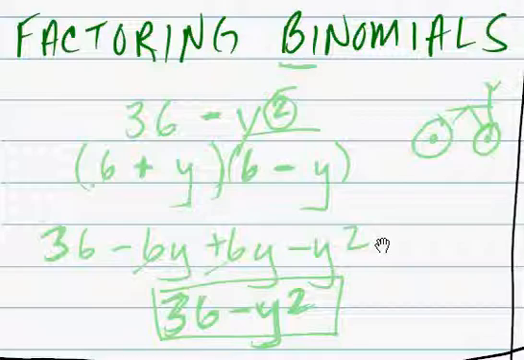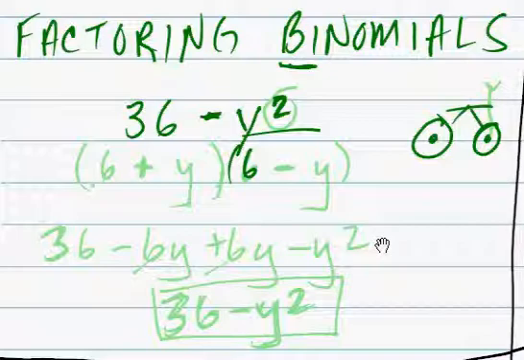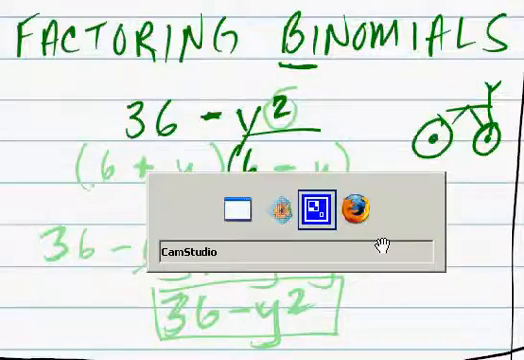A binomial, if you're not quite sure what that looks like, would be something like this: 36 minus y to the second. It's a binomial because of the exponent to the second power makes it bi, which means two. Bicycle. Remember, a bicycle has two wheels, right? One day I'll learn how to draw better. But bicycle, binomials. So meaning two.